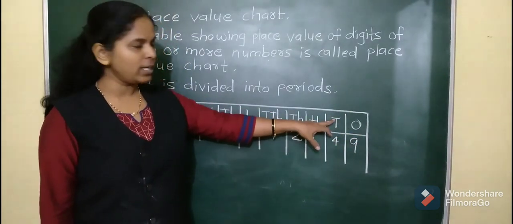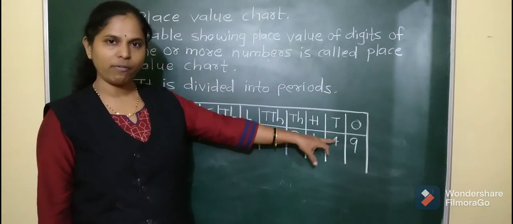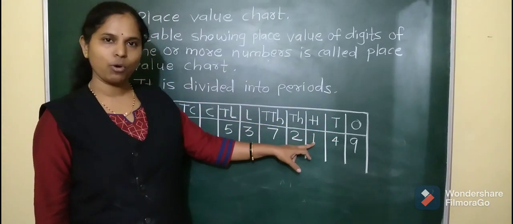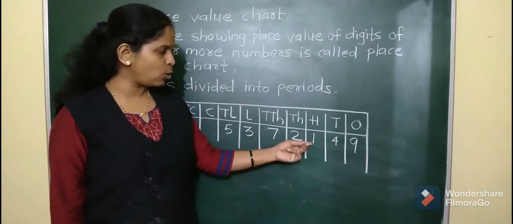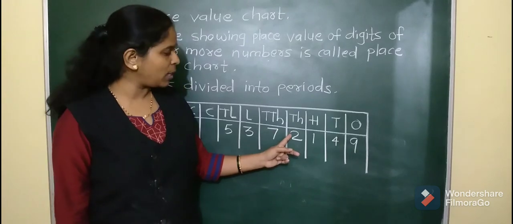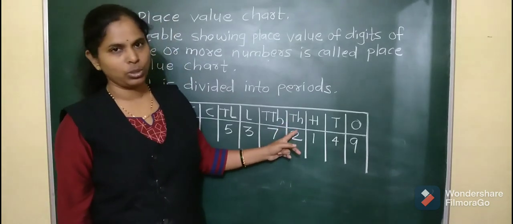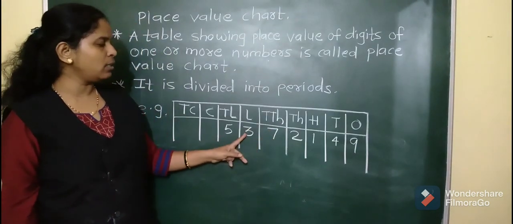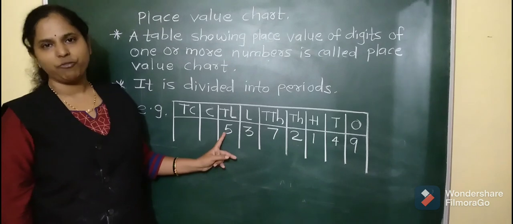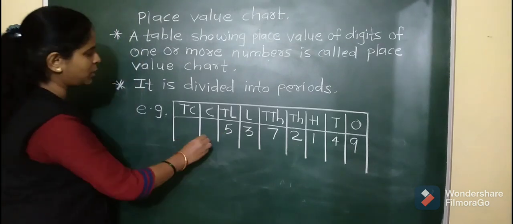Then 4 is there at the 10's place, so what will be the value of 4? 4 tens are 40. Here the place value of 1 is 100. The place value of 2, since it is at the 1000 place, will be 2000. Similarly, this one is 70,000. Here 3 lakh, and this one is 50 lakh. Okay. Now this was a 7-digit number.